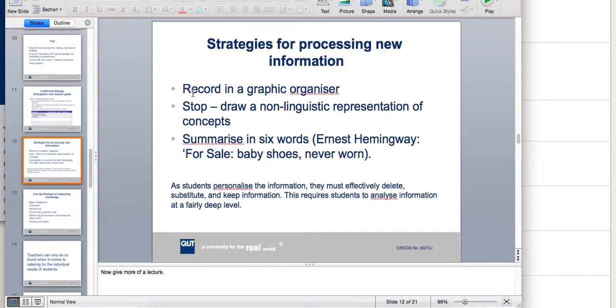There are so many graphic organisers, you can Google and get so many different ones. And the Art and Science of Teaching advocates using graphic organisers hugely. So there's a lot of resources from Marzano as well.